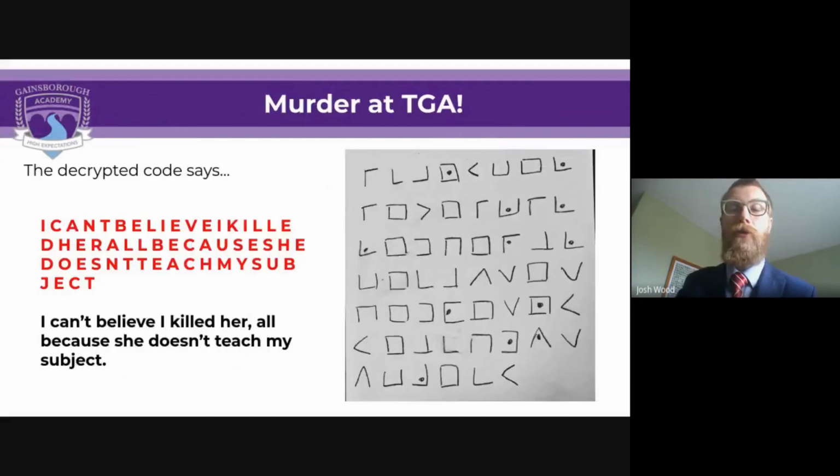So if you managed to work out what the code says, well done. There are no spaces in it because the person who wrote this will have wanted to make it as difficult as possible for somebody to try and crack the code. So here, if you have all the letters written out and then write it out as a sentence, it says, "I can't believe I killed her, all because she doesn't teach my subject."